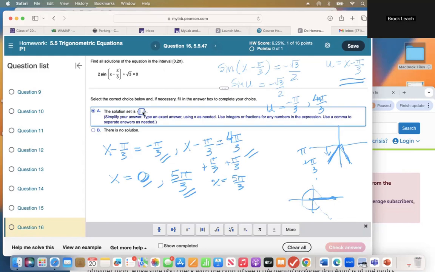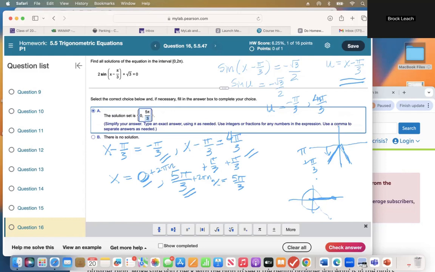If we were to describe the infinite set, we could go 0 plus 2 pi n and this plus 2 pi n, where n is usually denoted as being an integer, so a positive or negative whole number. And 5 pi over 3 plus 2 pi n.